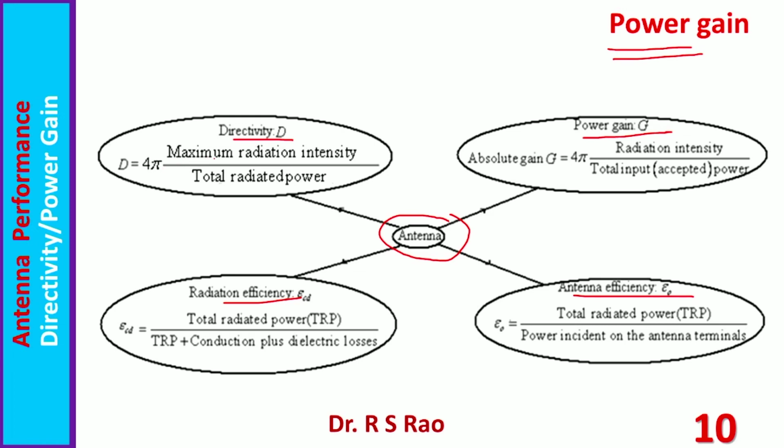Directivity is 4 pi times maximum radiation intensity to total radiated power, whereas power gain is 4 pi times radiation intensity by total input or accepted power. This is absolute gain. Radiation efficiency is total radiated power TRP over TRP plus conduction plus dielectric losses. Antenna efficiency is total radiated power over power incident on antenna terminal. With this diagram, comparison becomes quite easy. Understanding the connection between directivity, power gain, radiation efficiency, antenna efficiency becomes simple.